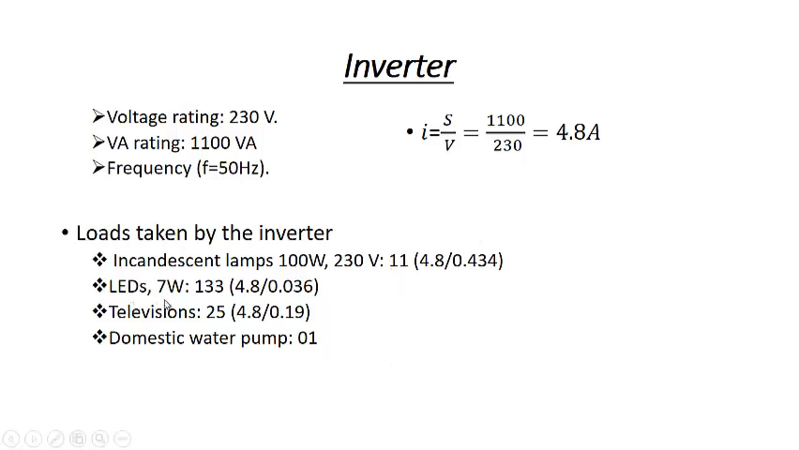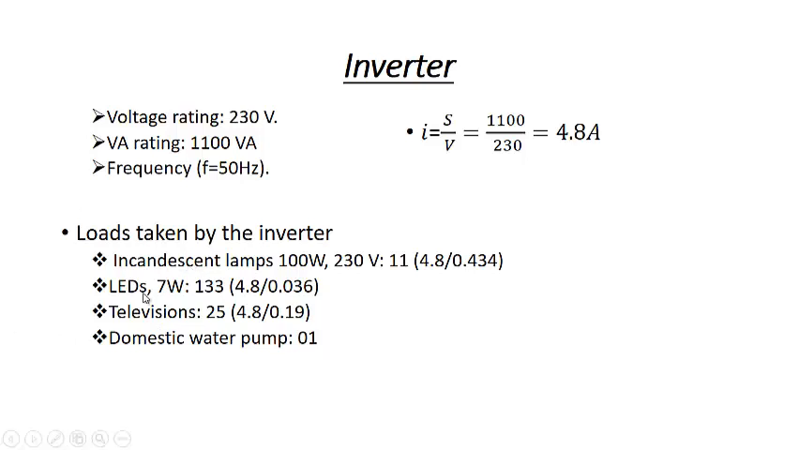Similarly, for LEDs, that is 7 watt, one 7 watt LED will draw 0.036 amperes. And how many LEDs will it bear? It will bear 133 LEDs. So we can install 133 LEDs to have a full load on the inverter, and it will work quite efficiently in that case. And how many televisions will it load? In this case, we are only installing LEDs and no other load. This is just a hypothetical example.